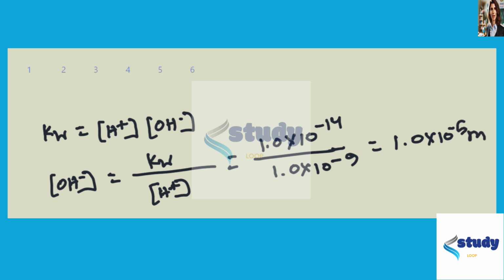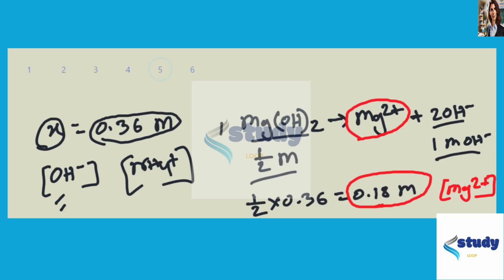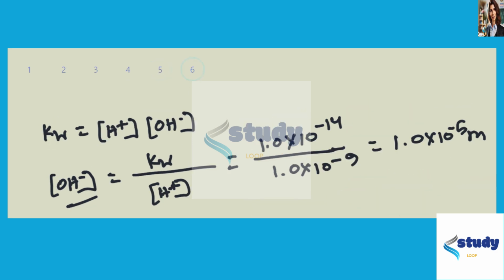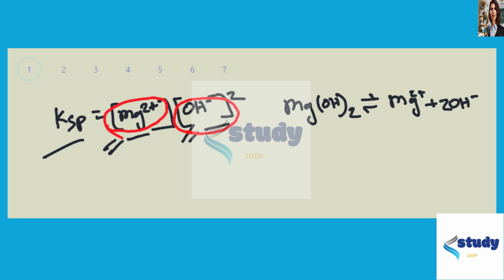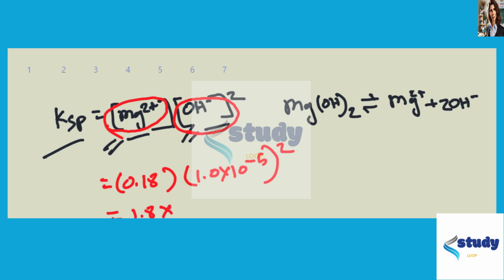Now if we put this OH- concentration and the Mg2+ concentration in our Ksp expression here, our Mg2+ concentration is 0.18 times 1 times 10 to the power minus 5 squared, which is our OH- concentration. And if we solve this, we will get the Ksp value, which will be 1.8 times 10 to the power minus 11. So this is the Ksp value for the magnesium hydroxide in this problem.